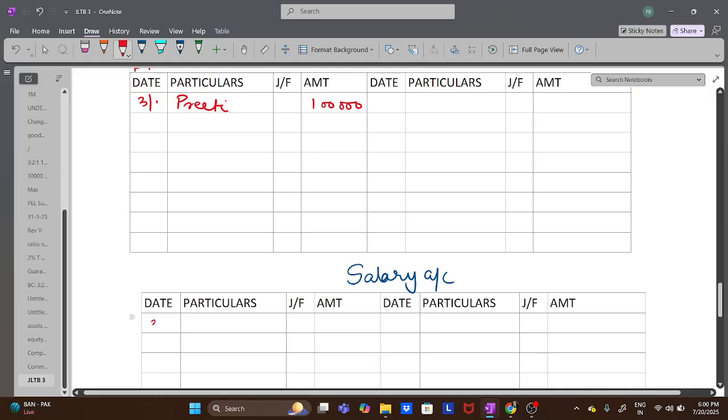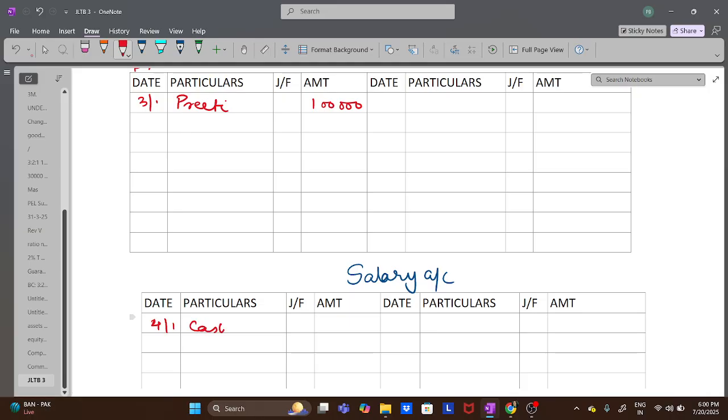Date is 4/1. Cash. Amount for the same is 20,000.